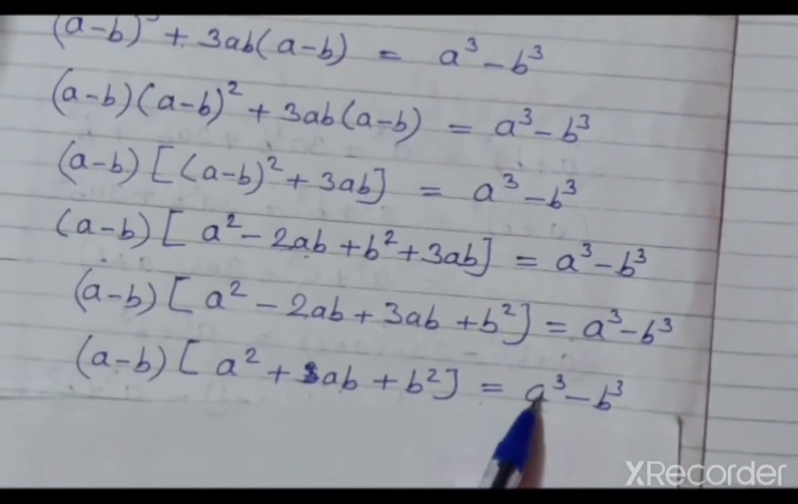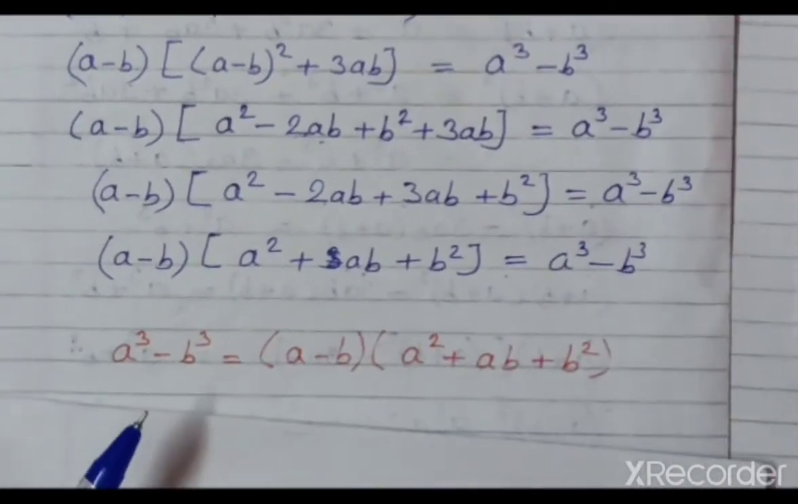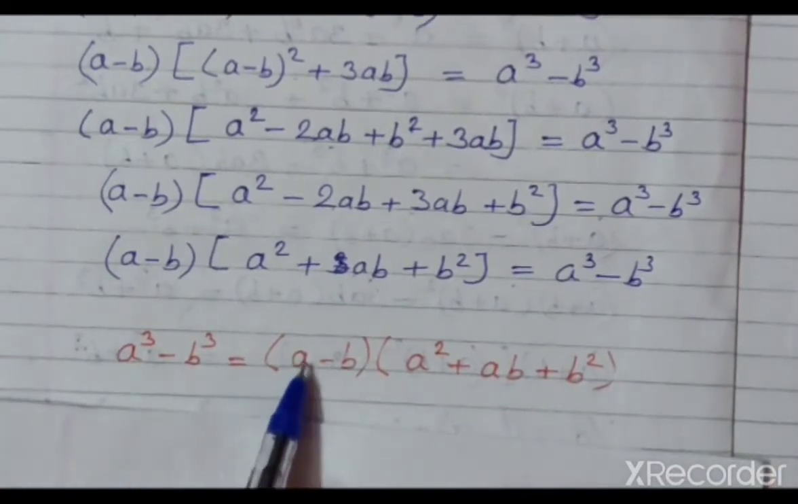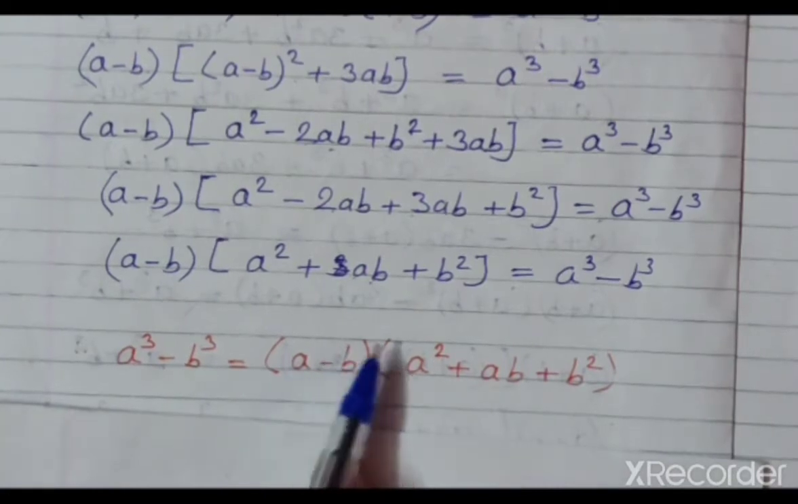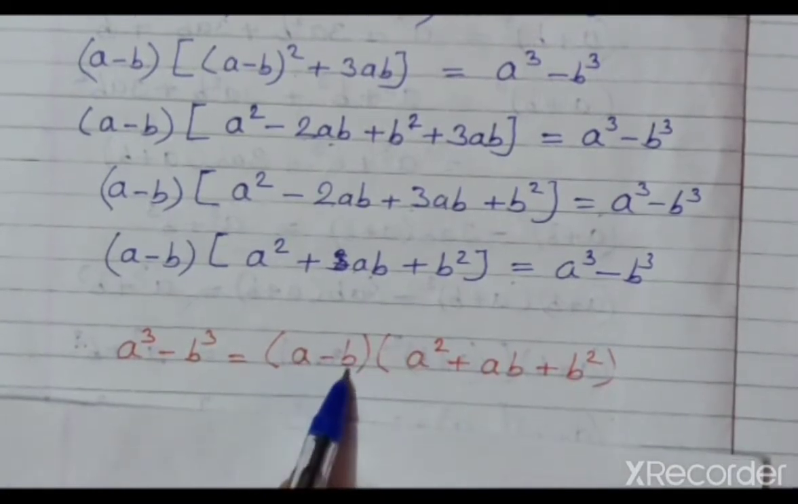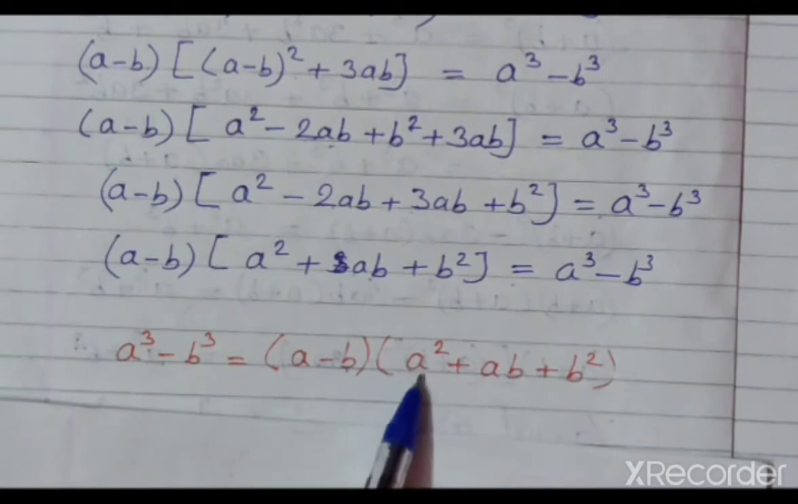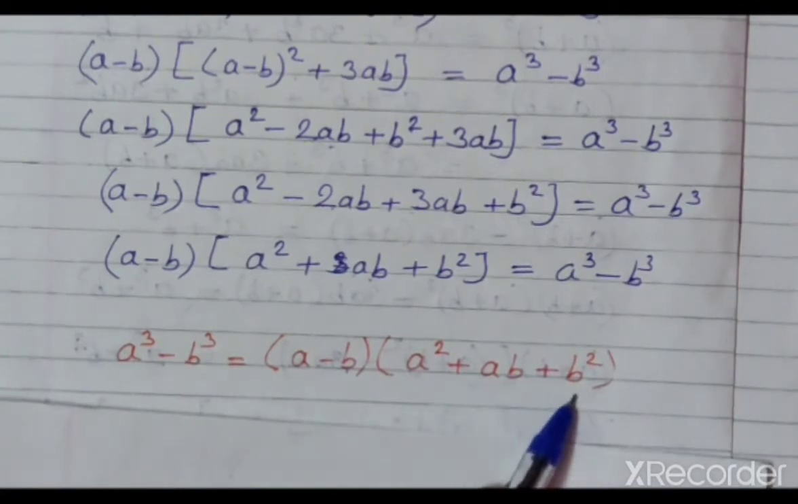So this is the expansion: a³ − b³ is equal to, see here it is a minus symbol, so start from minus and then alter it. So (a − b)(a² + ab + b²).